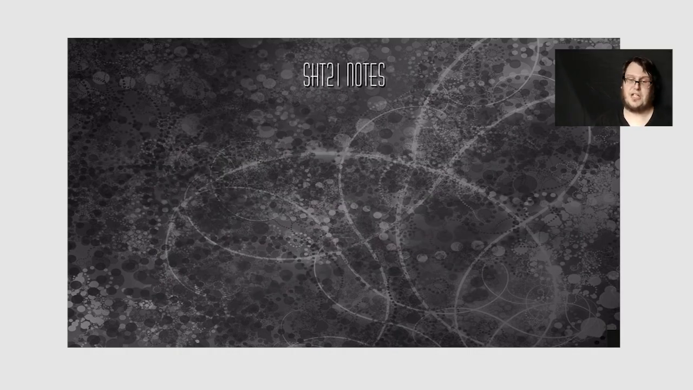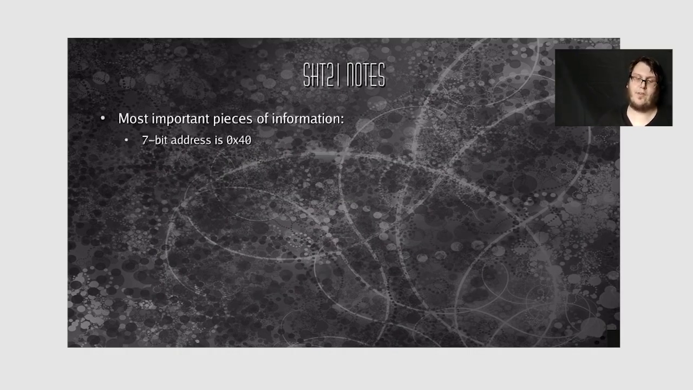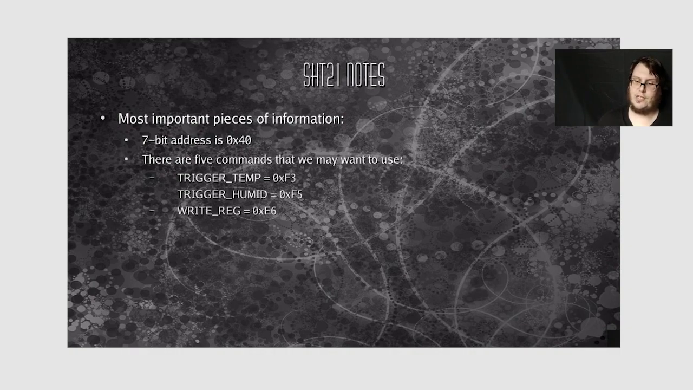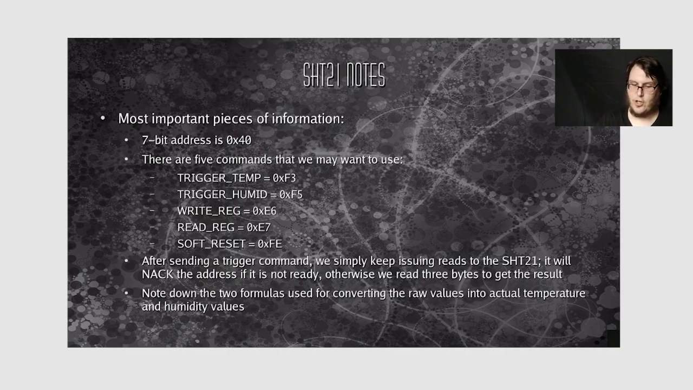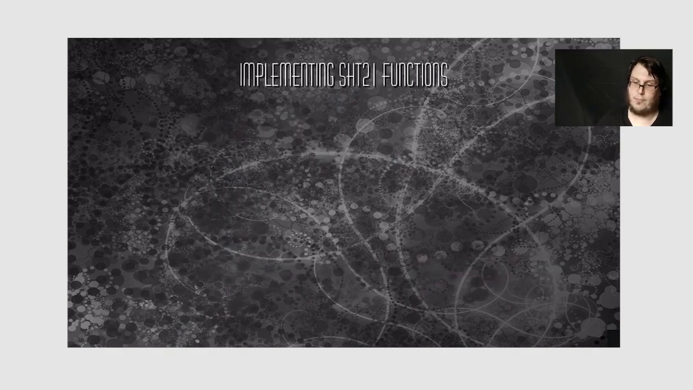So, notes on the SHT21. The most important pieces of information, just like when you're working with any chip: address is 0x40. 5 commands we might want to use: trigger temp, trigger humidity, write and read the register, soft reset. After sending a trigger command, we simply keep issuing reads. As we saw, it'll NACK the address if it's not ready. Note the formulas that we use to convert the raw values into actual temperature and humidity values.